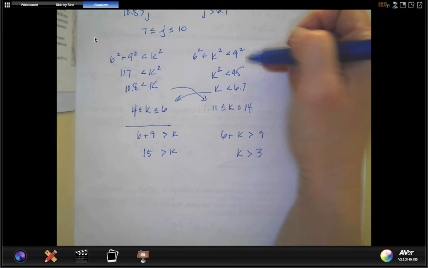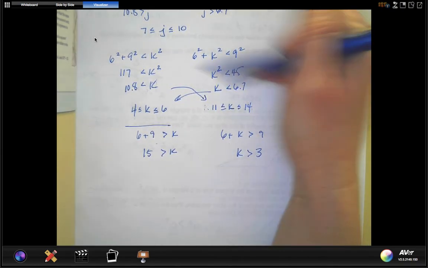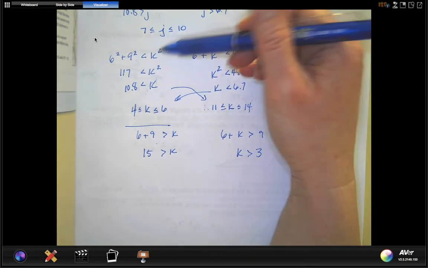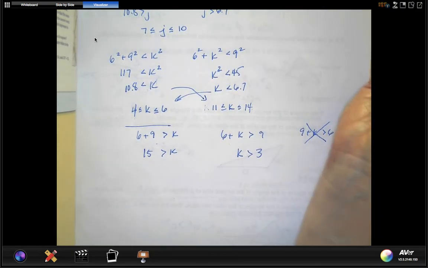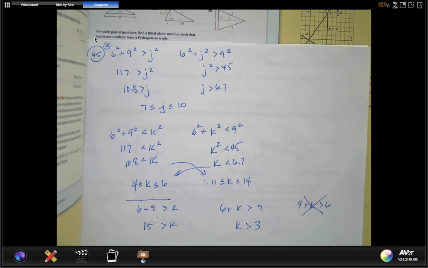And again, that's coming from assuming that 9 is the long side, or k can be between 11 and 14, again assuming that k is the long side. Okay, that was number 45. Kind of a weird one, but there you go.